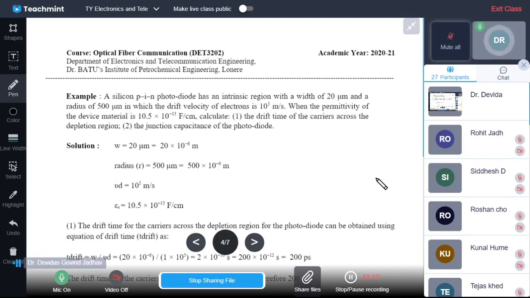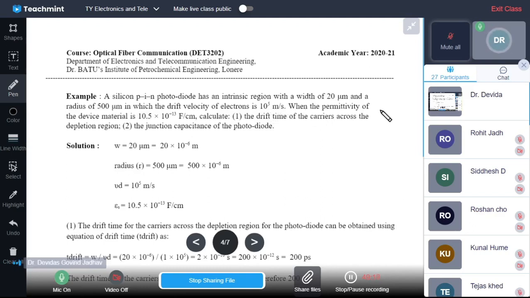Then one more numerical. A silicon PIN photodiode has an intrinsic region with a width of 20 micrometer and radius of 500 micrometer, in which the drift velocity of electron is 10 raised to 5 meter per second.